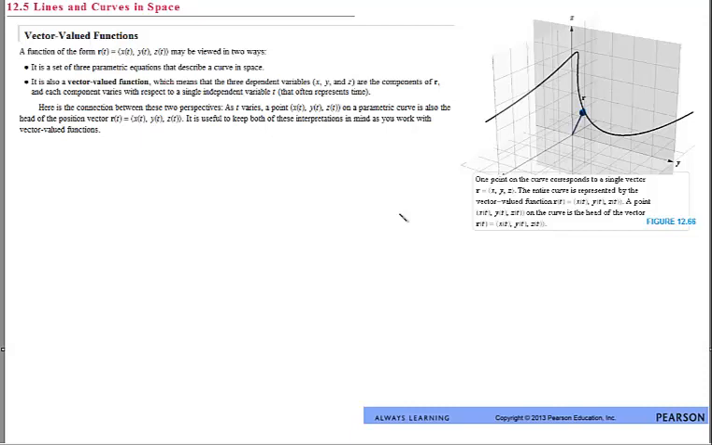Discussing writing lines in 3-space as a function of time. We can do this in a couple of different ways. Of course, this is going to be a vector function. We can either write it as parametric equations or we can write it as a vector valued function. And all of these are going to be dependent on where this is in time.